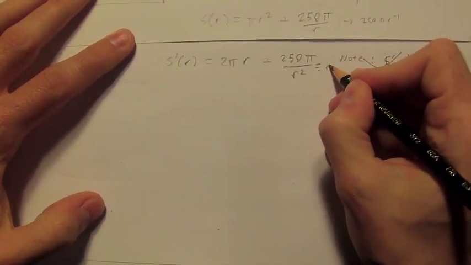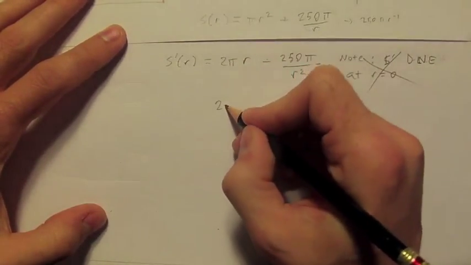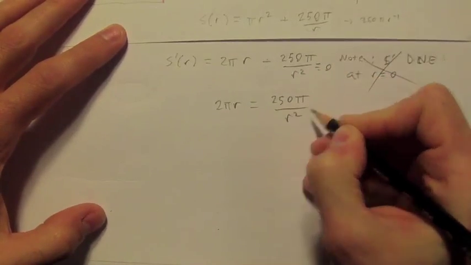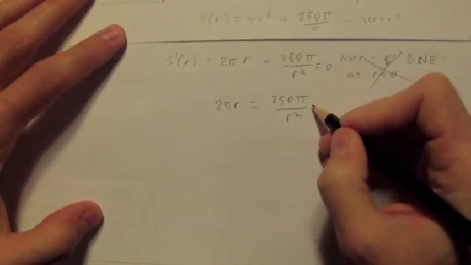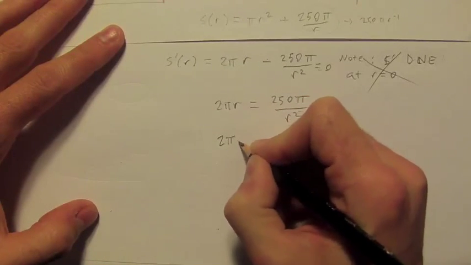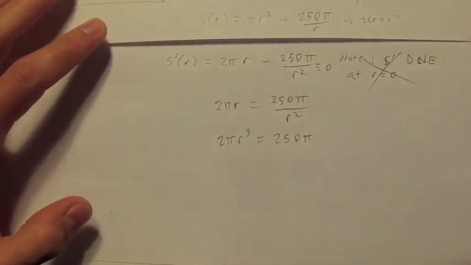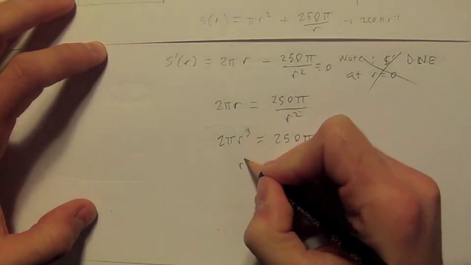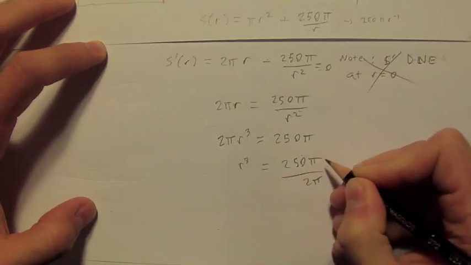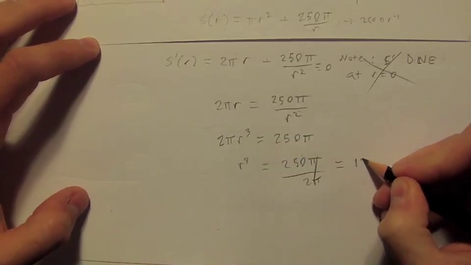Now, we're going to set this equal to 0. A lot of ways you can do this, but I'm just going to move this guy over. So I have 2 pi r is equal to 250 pi over r squared, and then multiply both sides by r squared, because it will cancel the r squared here and just move it over here. So I have 2 pi r cubed is equal to 250 pi. Okay, that gives me that r cubed is equal to 250 pi over 2 pi. So the pi's cancel, and 250 over 2 will get us right back to 125.